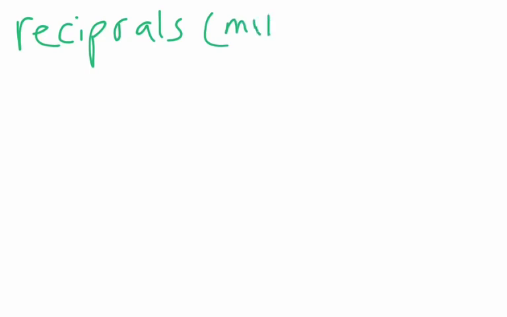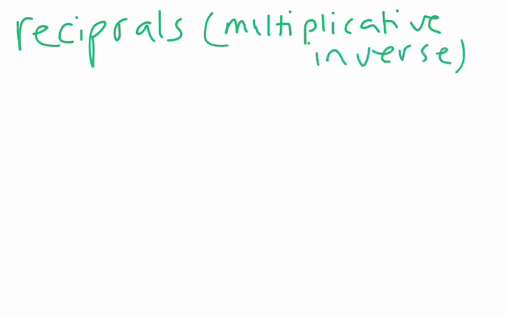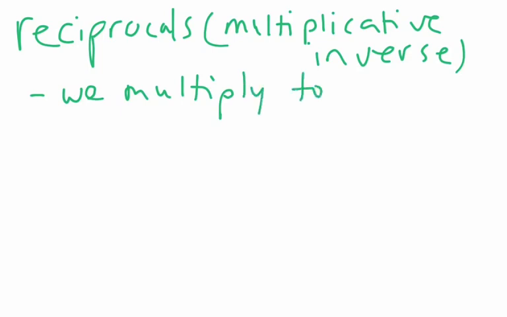Now the other term that goes along with that is reciprocals, and the other word for that is the multiplicative inverse, but I prefer reciprocals. Reciprocals are defined as numbers we multiply to get the number 1, which is the multiplicative identity.